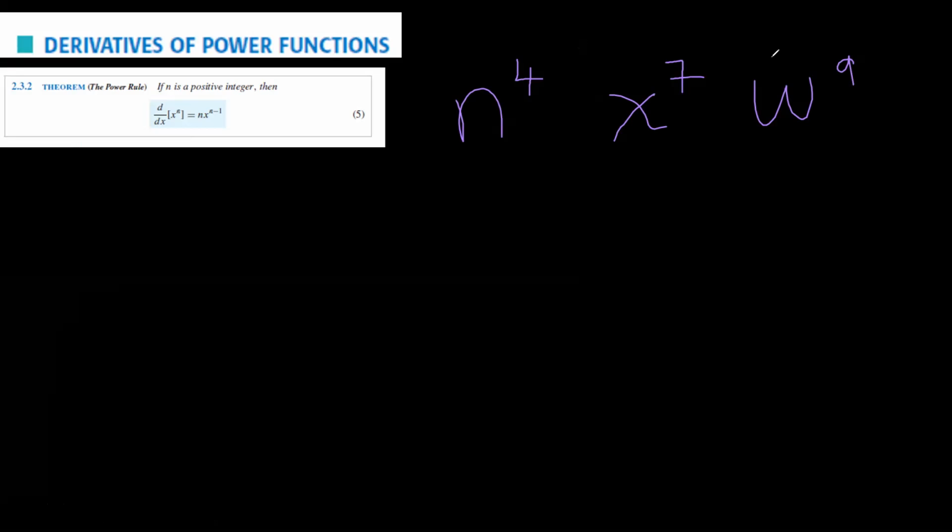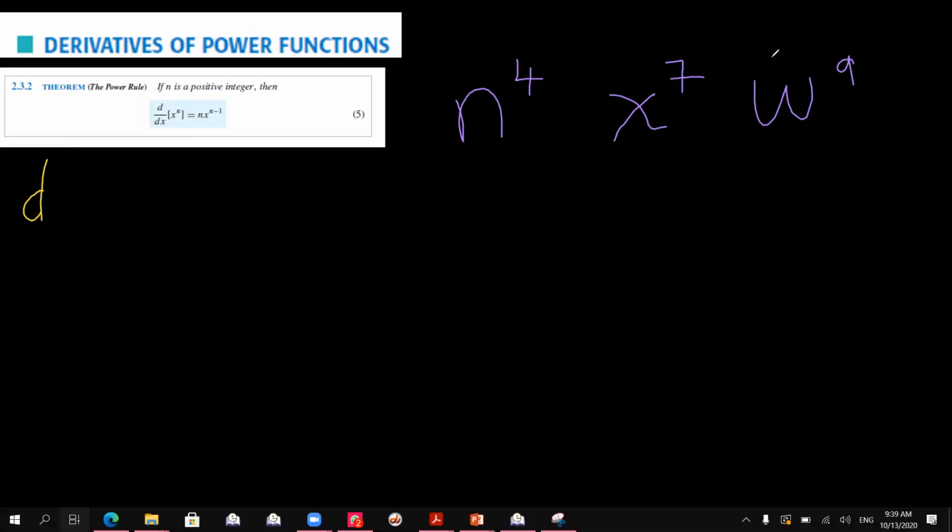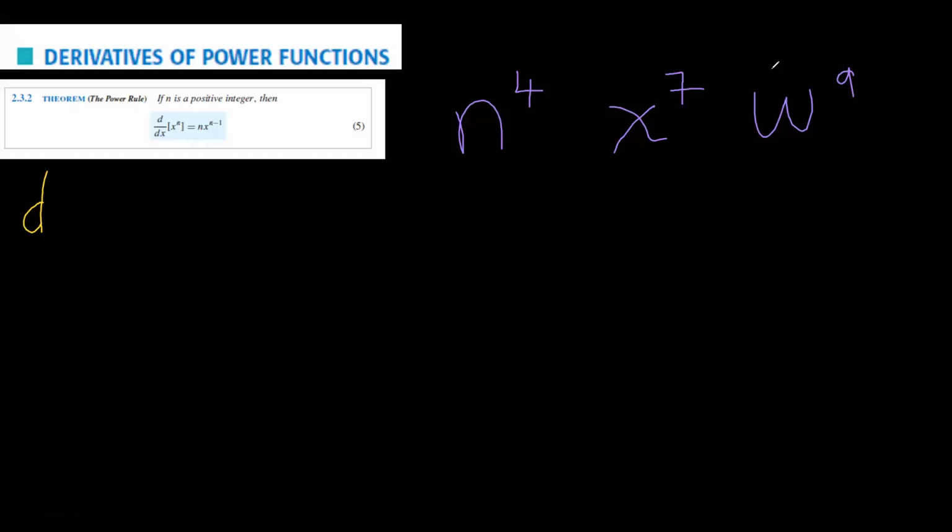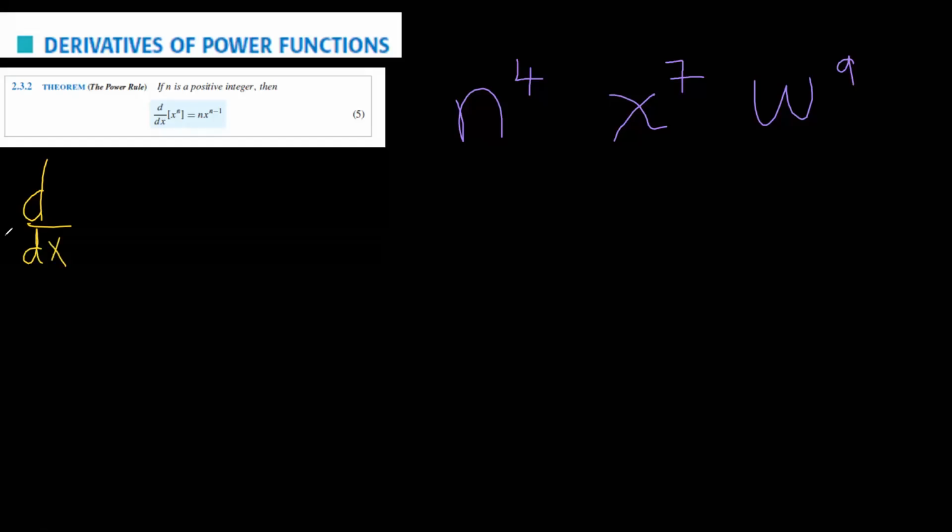The rule tells me that the derivative, d over dx, of the variable x raised to any number is the same number, which is n, multiplied by x raised to the power n minus 1. So the derivative of x raised to the power n is n x raised to the power n minus 1.